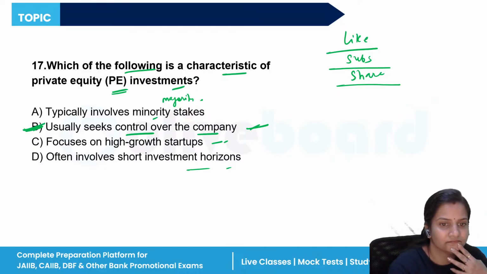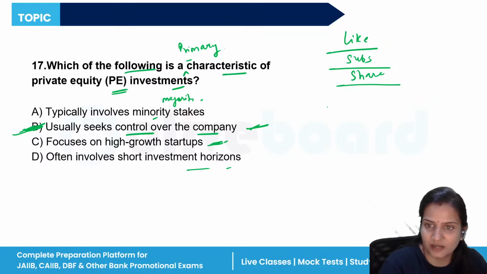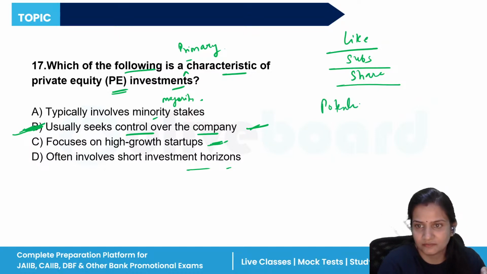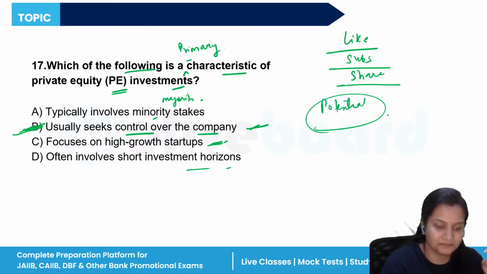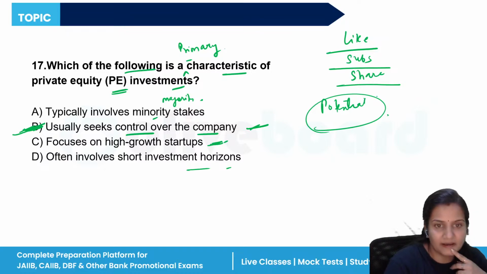Then this will be the answer. If the question is which of the following is a characteristic, then I can say this one is also the answer because they focus on those type of startups, the potential startups. Clear.